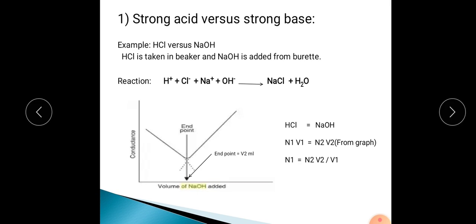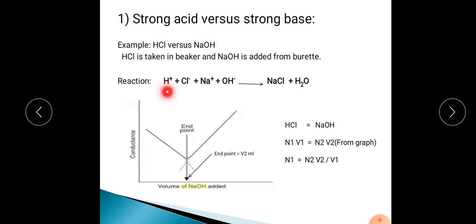The first conductometric neutralization titration is strong acid versus strong base. An example of a strong acid is HCl. An example of a strong base is NaOH, sodium hydroxide. As earlier told, generally acids are taken in the beaker and bases are added from the burette. So HCl will be taken in the beaker and NaOH will be added from the burette. Now friends, in the beginning only HCl is in the beaker, although NaOH is filled in the burette.